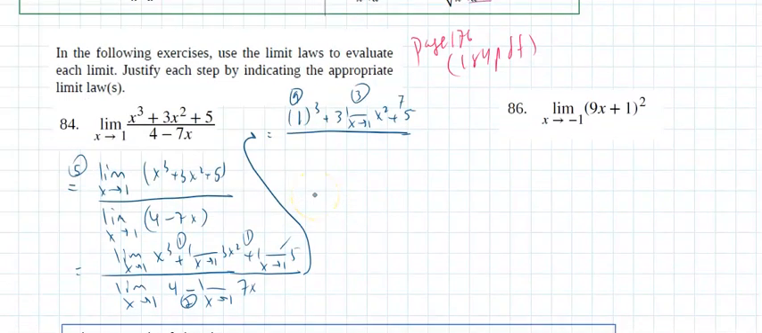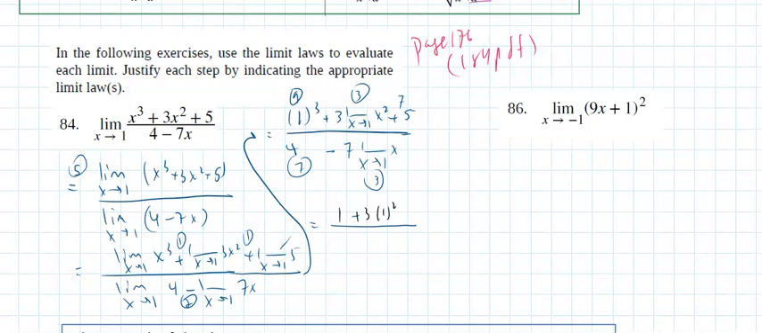As for the denominator, that would be 4, since that's a constant, minus 7 times the limit as x approaches 1 of x. And the last step, as far as limits, is 1 cubed plus 3. Well, I know that 1 cubed is 1. And here I'm going to get 1 squared.